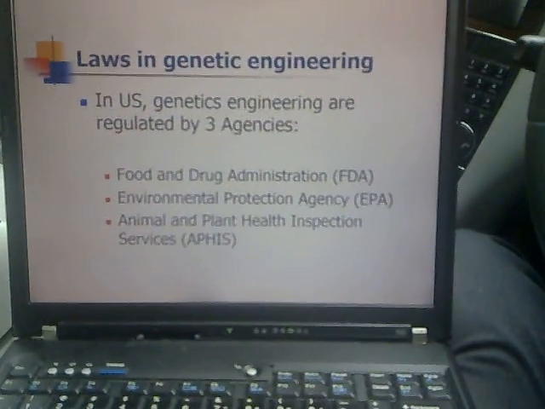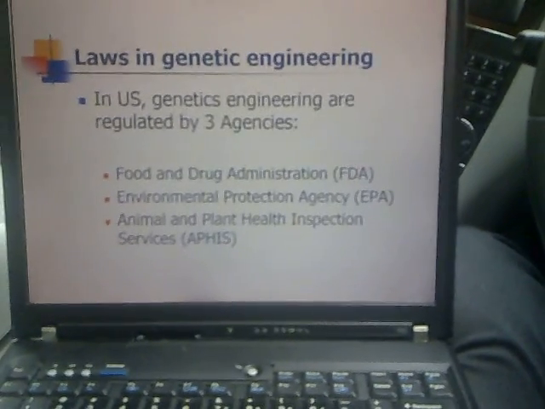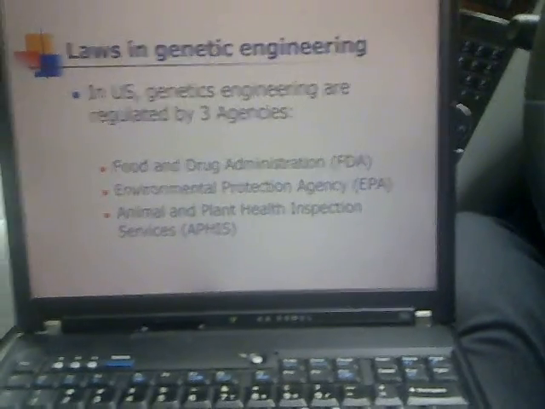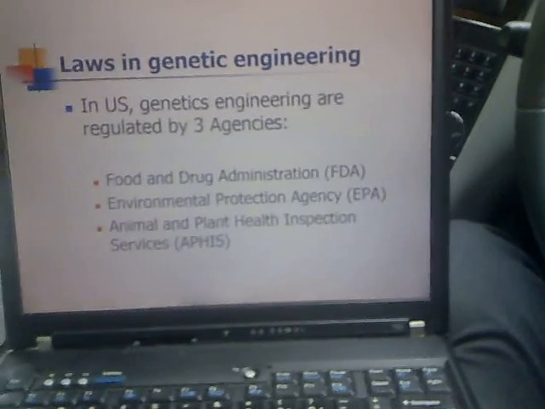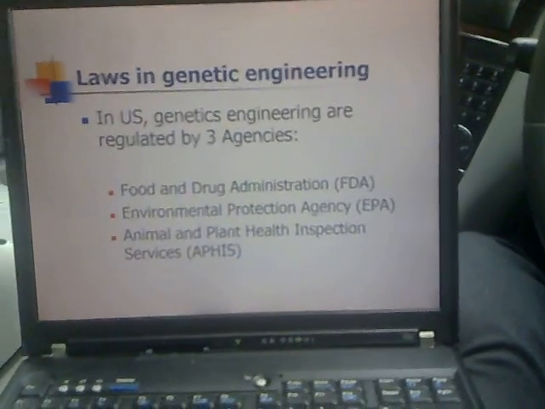Now, what are some of the laws that govern genetic engineering? In the US, genetic engineering is regulated by 3 government agencies, which are the FDA, Food and Drug Administration, the Environmental Protection Agency, EPA, and the Animal and Plant Health Inspection Service. So there are regulations in the US to make sure that genetic engineering is not done anyhow.